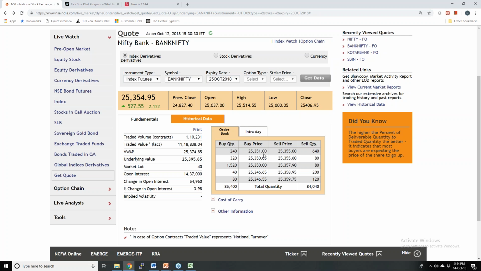Now I can only send orders which are rounded to 5 paisa. So I cannot send an order at 25,351.01, because all the exchanges determine a tick size. For NSE, the tick size is 5 paisa. So for any order, the price has to be rounded off to 5 paisa. I cannot send it at 1, 2, 3 or 4 paisa. It has to be 5, 10, 15, 20, because 5 is the tick size.